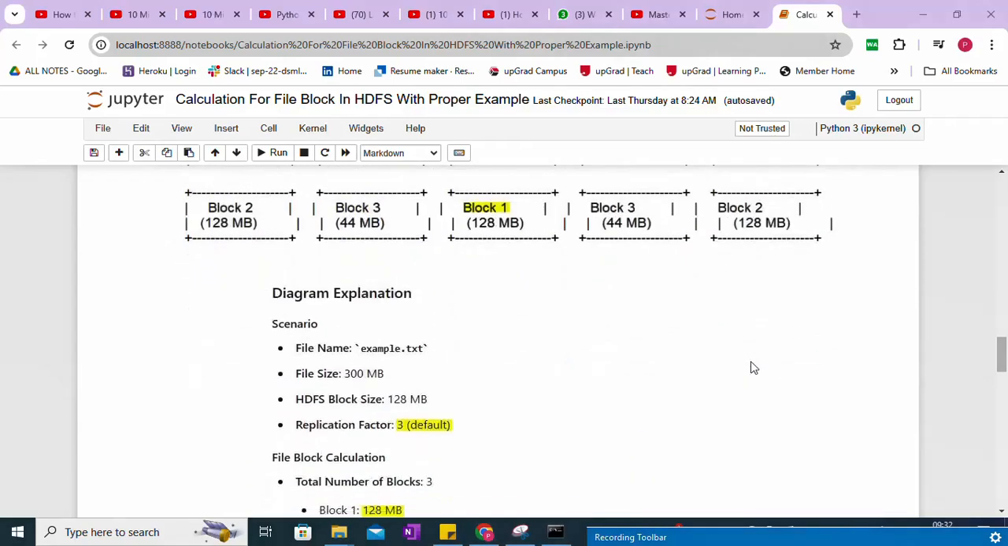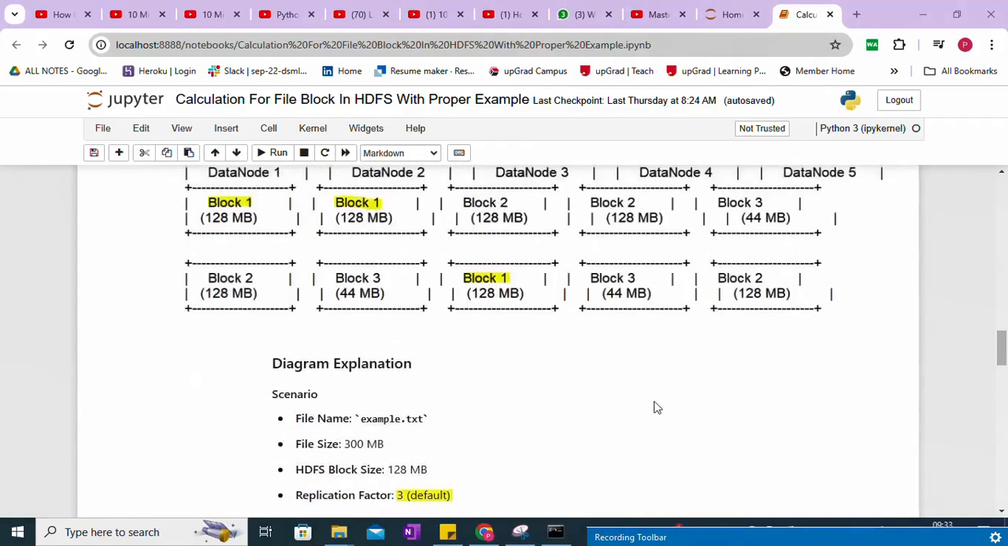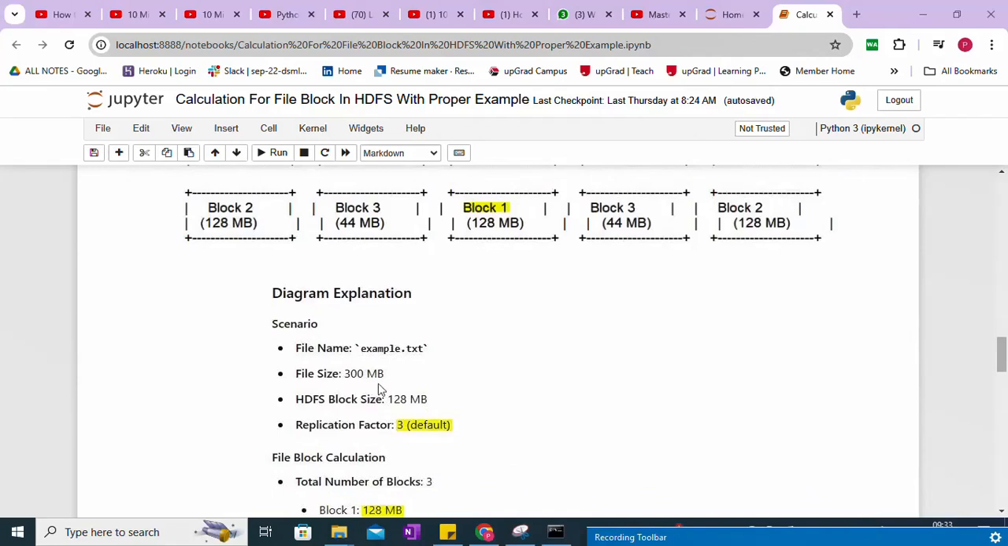Now you can see, to explain this diagram, the file is example.txt, same example. File size 300 MB, HDFS default block size 128 MB, replication factor is 3 by default.